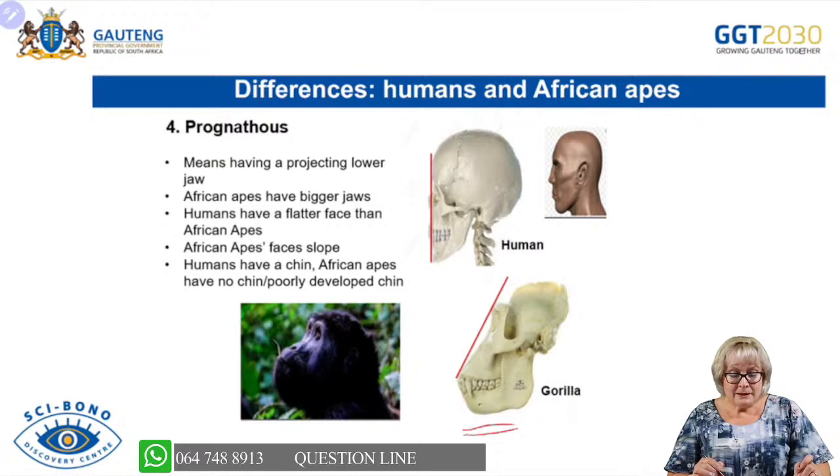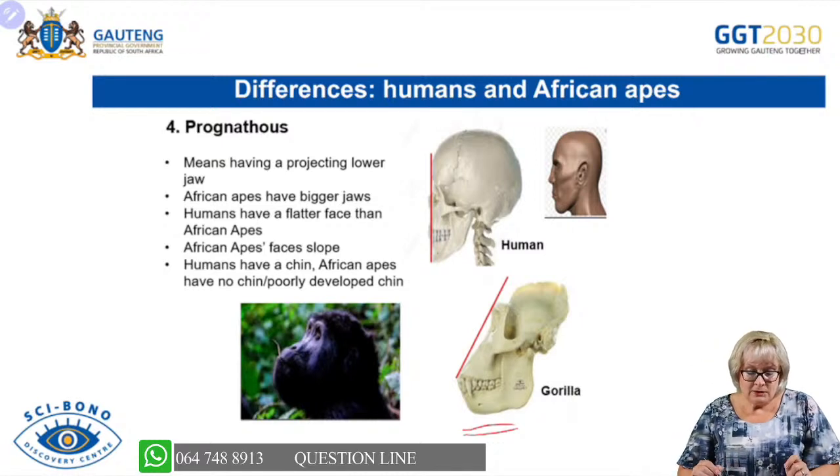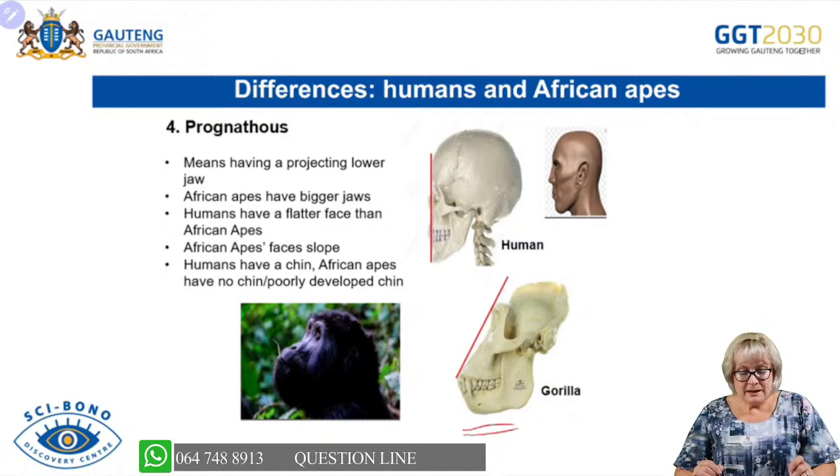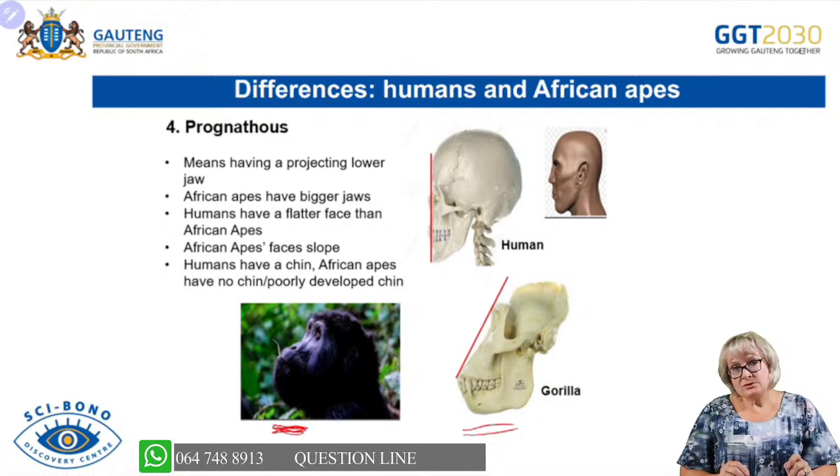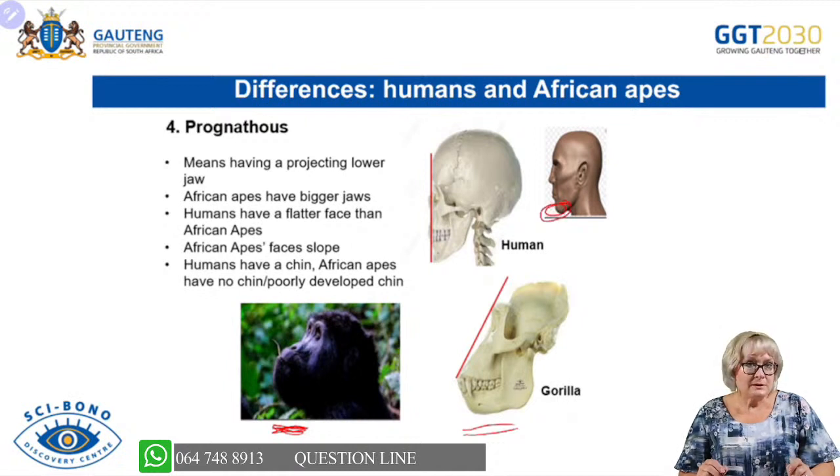African apes have bigger jaws. Humans have a flatter face than African apes, and humans have a chin. African apes do not have a chin, or it's poorly developed. Can you see if you look at the photo here? This poor guy, there's no chin. But in humans, there's a very nicely developed chin, that your mother can actually grab and shake your head if you don't want to listen to her.